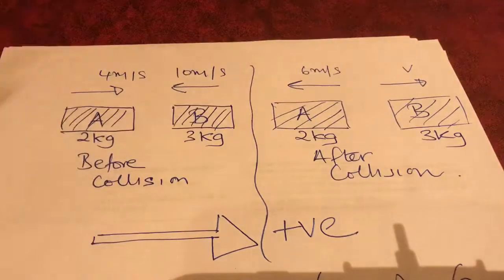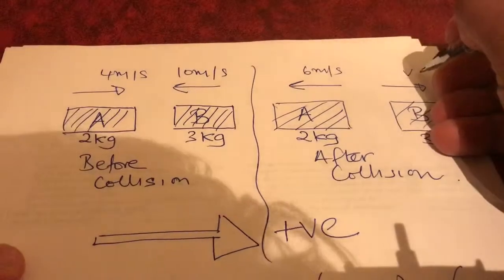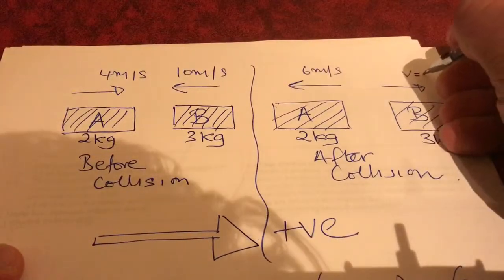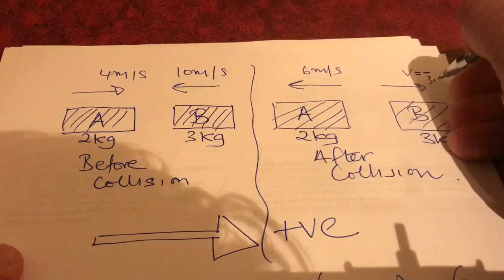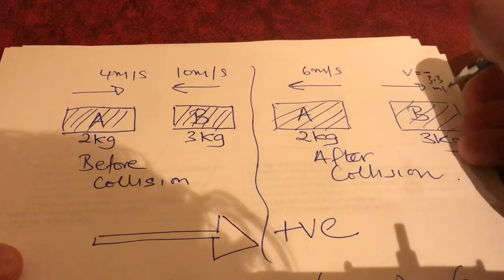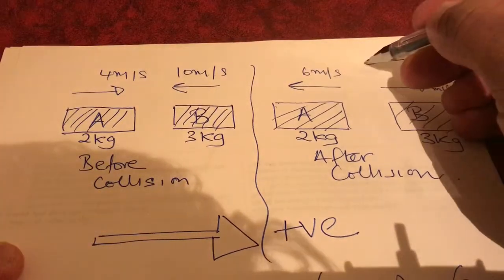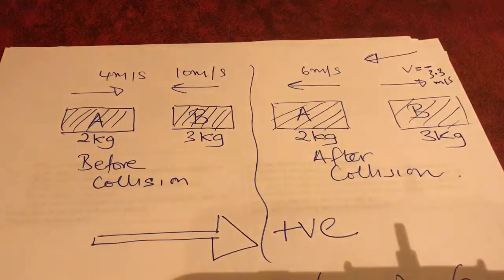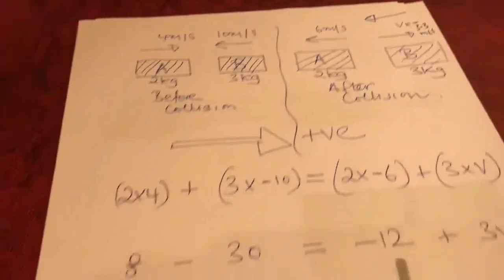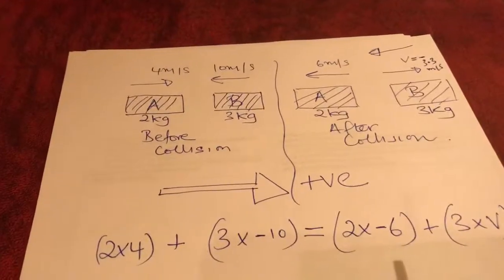So in fact, with the velocity equal to minus 3.3 meters per second, it's actually moving towards the left instead. And this is how we calculate conservation of momentum when we have two objects that are moving in opposite directions.